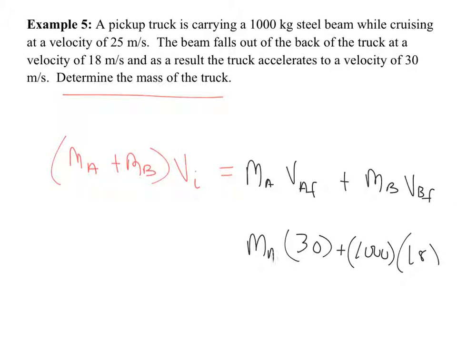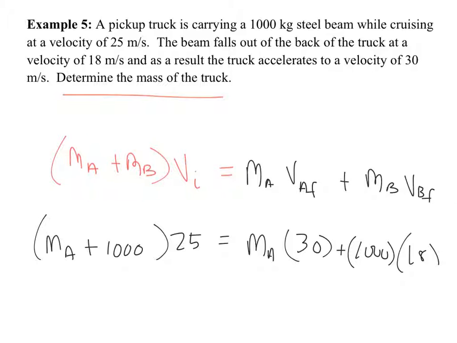The mass of the beam is 1,000 kilograms. The mass of the truck is unknown. The velocity of them together initially is 25. The mass of the truck is unknown. The mass of the beam is 1,000. Why is this a little bit of a complicated problem? Why is it just a little more complicated than the last one? Because you don't know the individual mass of each. Yeah. The mass of the object. Look, it's in two different spots. You don't know it. So we have to figure out what to do.